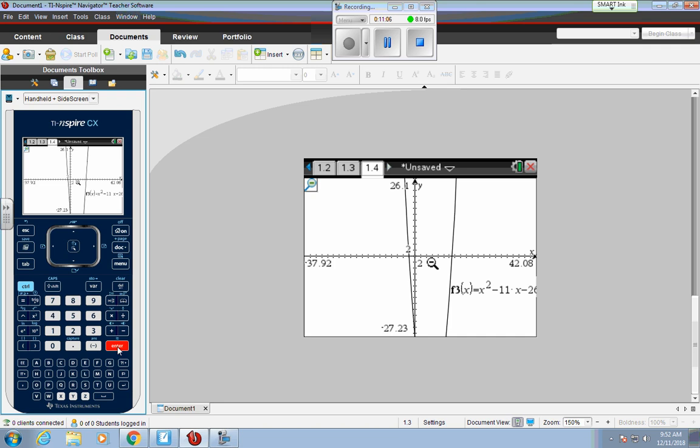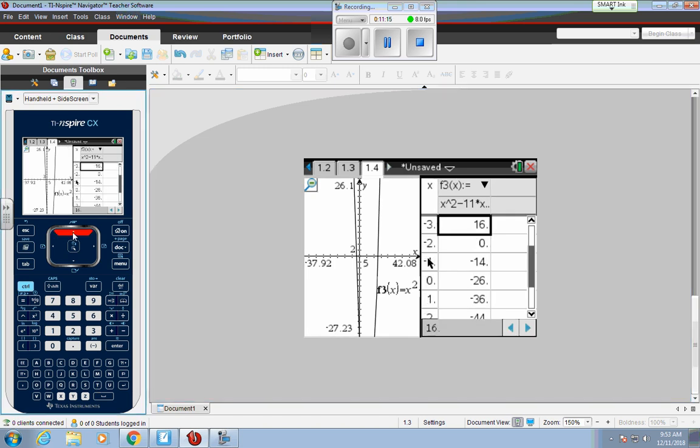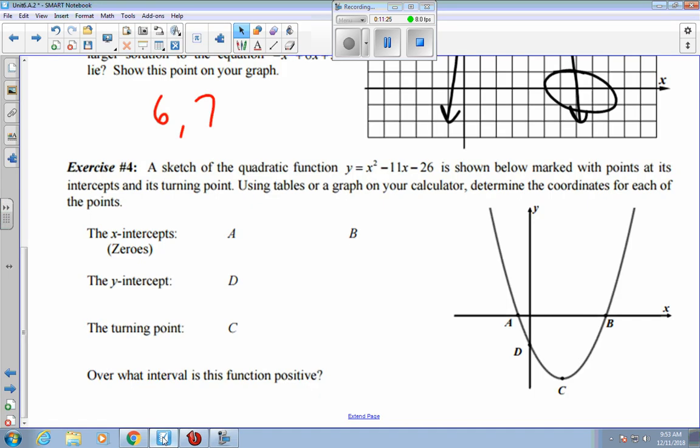Now your x-intercepts. You have one on the left of the y-axis, one on the right. Control T, find my x-intercepts. There's one right there, negative 2, 0. Let's see if we can find the other one. There it is, 13, 0. So my x-intercepts, the zeros, are (-2, 0) and (13, 0).